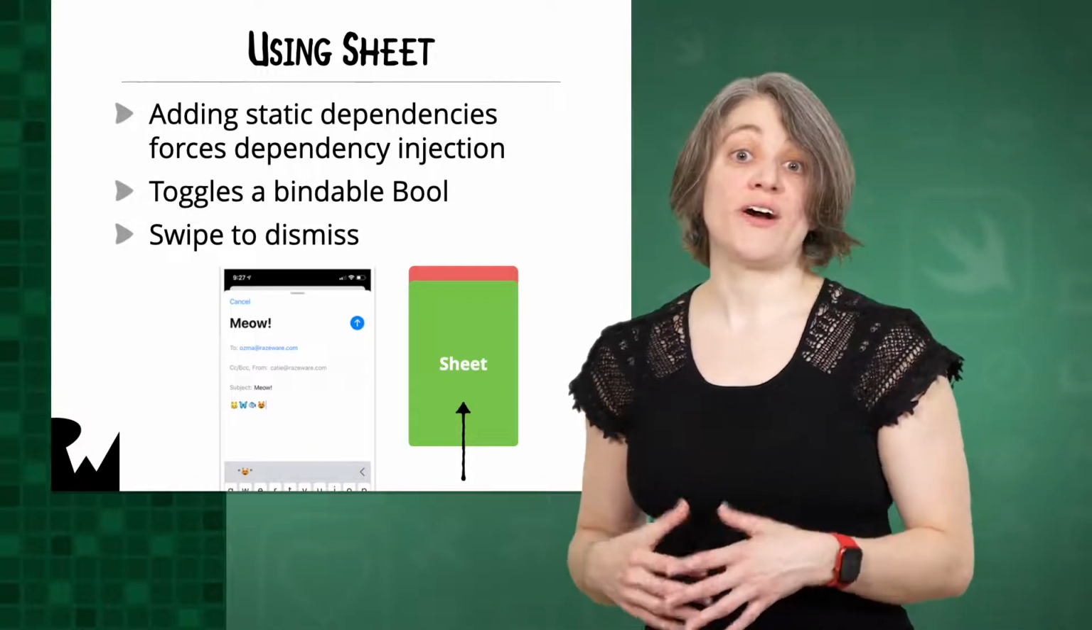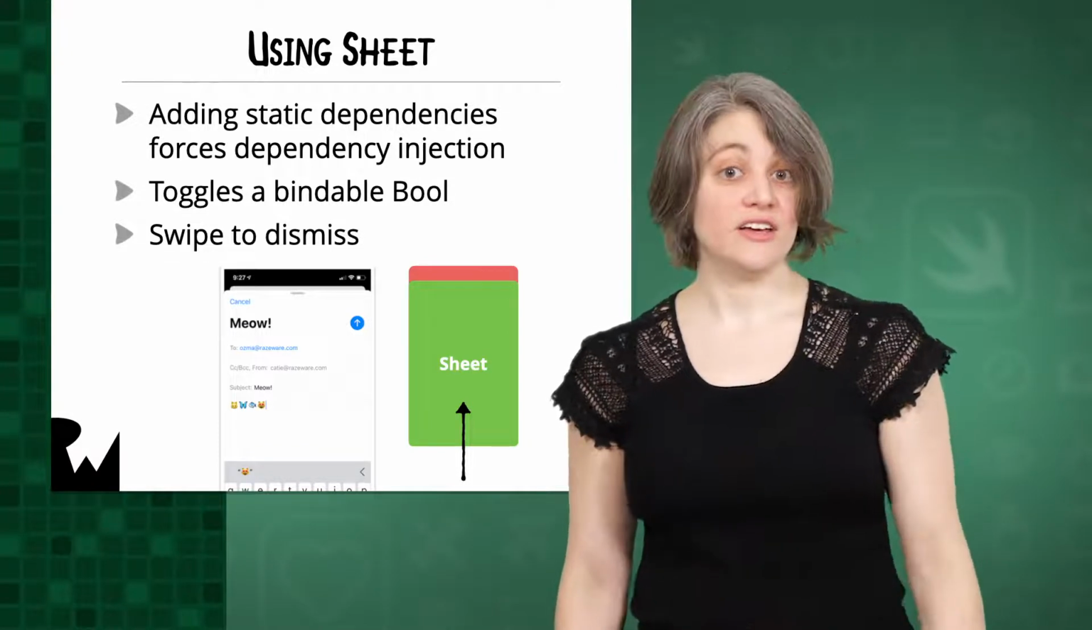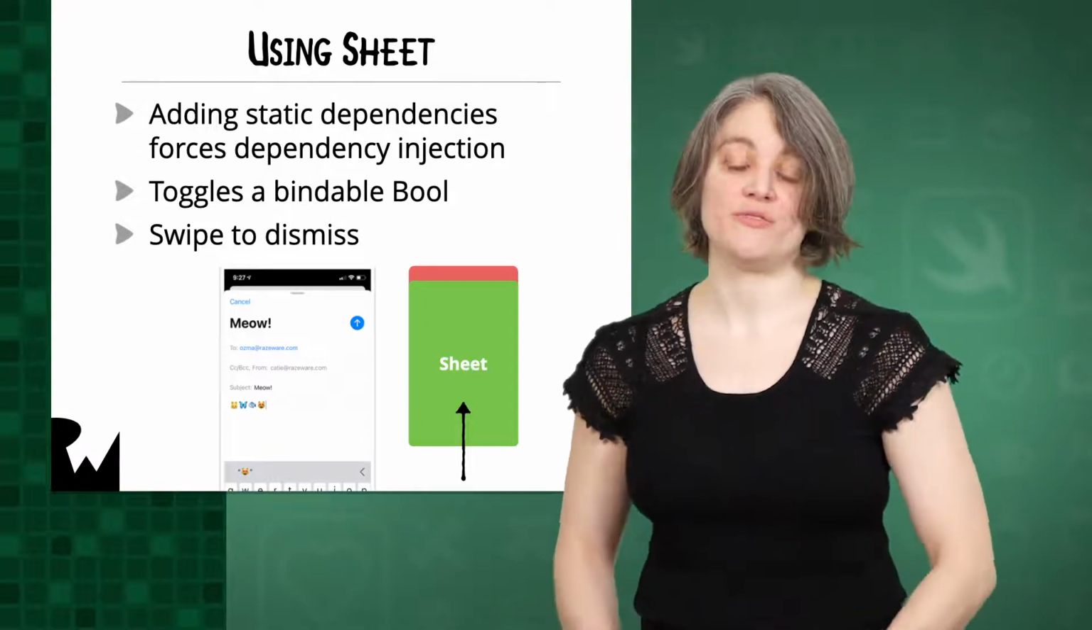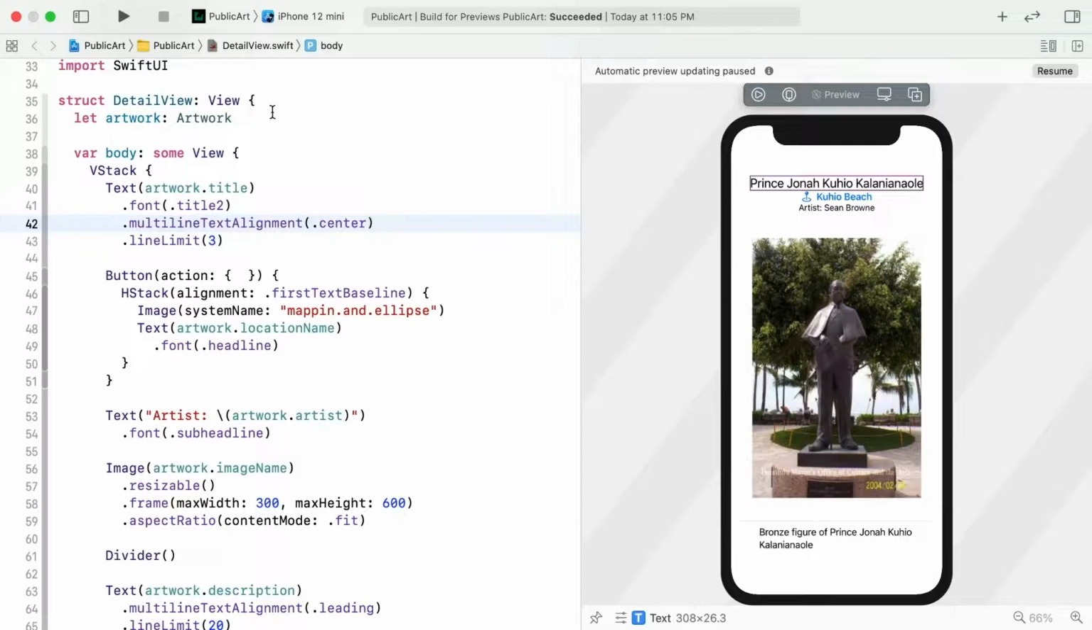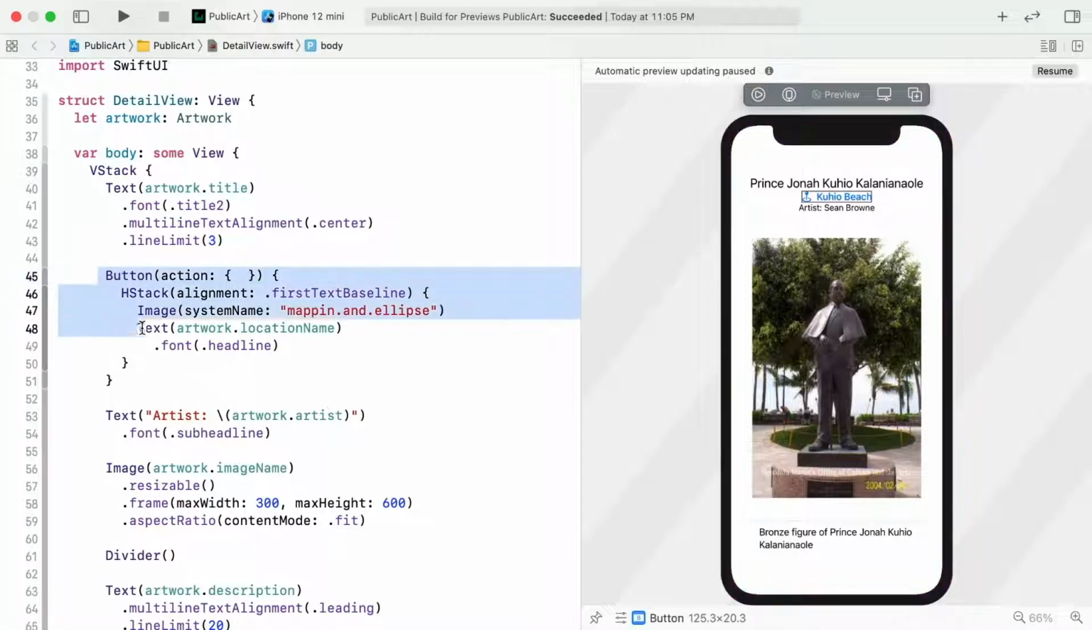All you need to do is provide a bindable Boolean value to keep track of whether to display the sheet or not. If you set it to true at any point, the sheet modifier will trigger display of the view for you. We're starting right from where we left off in the last episode. Open up Detail View, and check out this little button with the location info in it. We're going to use this to bring a map of the artwork's location up on the screen.